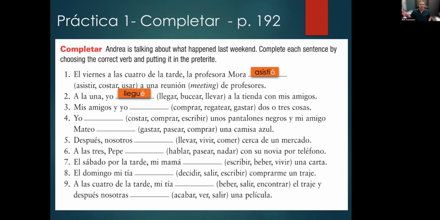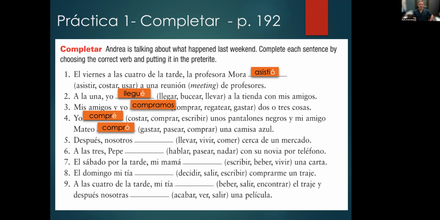Mis amigos y yo blank 2 o 3 cosas. Comprar, regatear o gastar. Compramos, we bought 2 or 3 things. Número 4. Yo blank unos pantalones negros y Mateo blank una camisa azul. So yo compré, the yo form, unos pantalones y mi amigo Mateo, third person singular, compró una camisa azul.